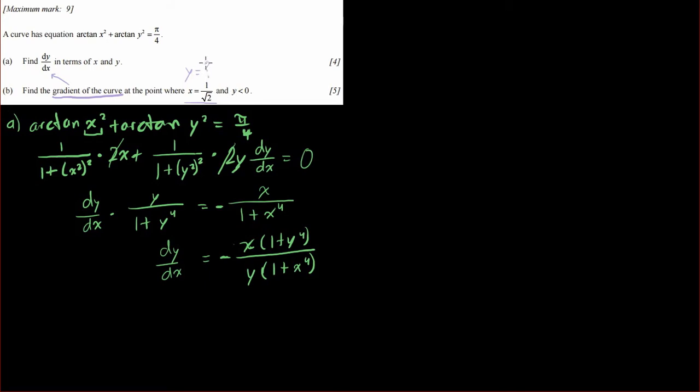And you'll see that when we solve this, we'll get 2 values for y. And we'll need to reject the positive one and take the negative one, since they tell us that y is less than 0. Okay, so let's actually start doing that. So part B, I'm just going to take this equation here, and I'm just going to sub in x is equal to 1 over root 2. So that'll become arctan of 1 over root 2 squared plus arctan of y squared is equal to pi over 4. Okay, and we need to solve for y, so I'm just going to move this to the other side.